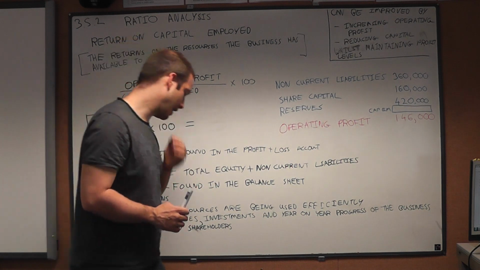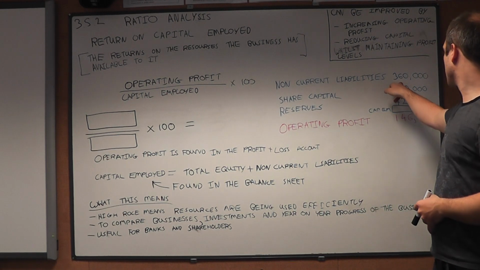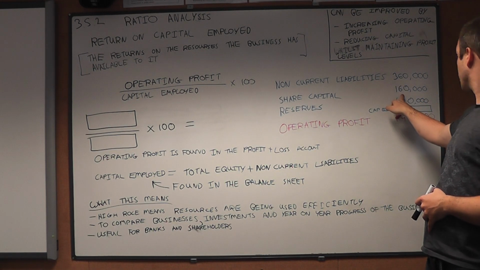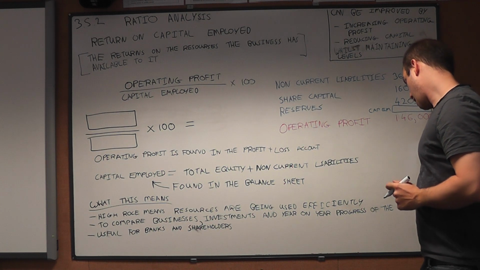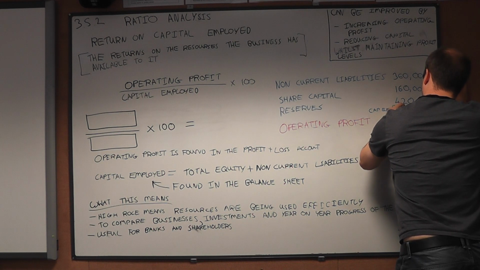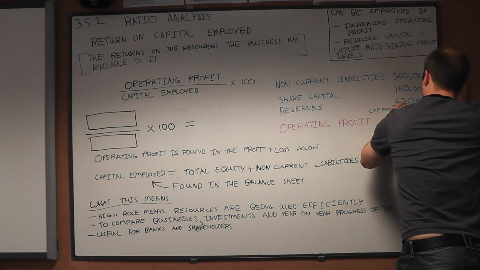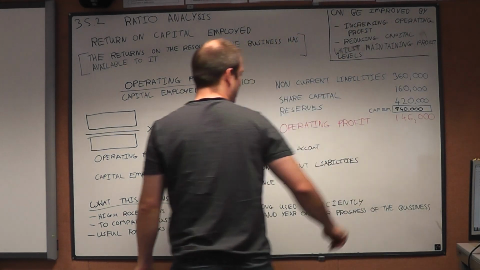So we've got some numbers here. Let's bring them together. £360,000 plus £160,000 plus £420,000 will give us £940,000. Excellent. So that's our capital employed.